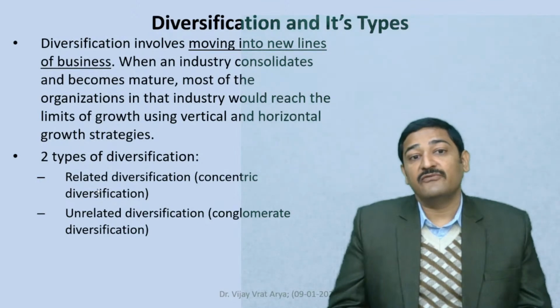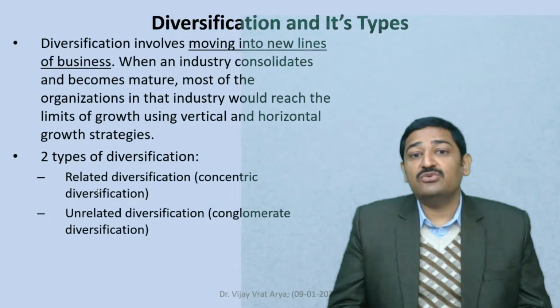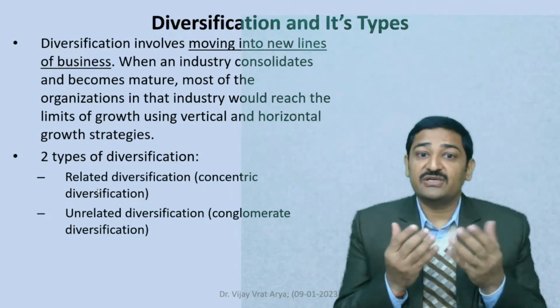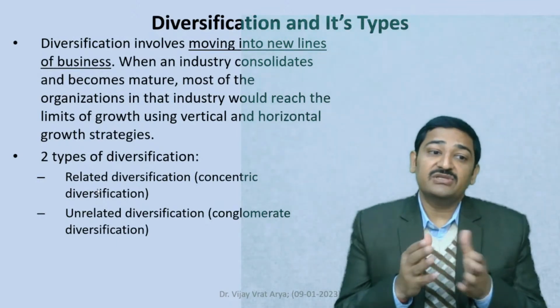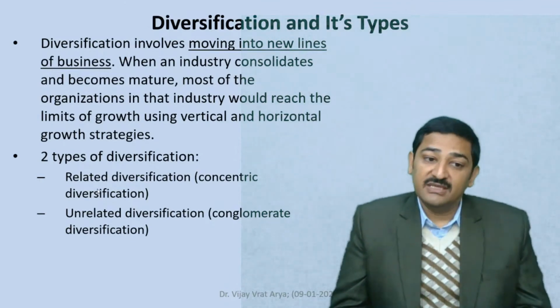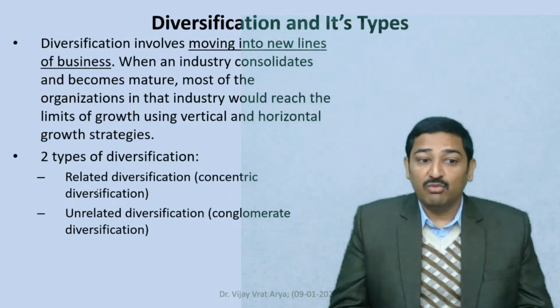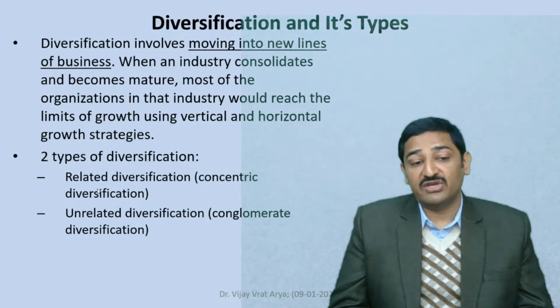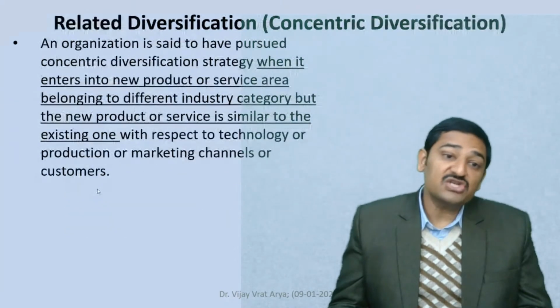Here, we need to understand the concept of diversification from the point of view of corporate strategy. Diversification involves moving into new lines of business. When an industry consolidates and becomes mature, most of the organizations in the industry would reach the limits of growth using vertical or horizontal growth strategies. And there are basically two major types of diversification. One is related diversification, which is also termed concentric diversification. The second type is unrelated diversification, which is also known as conglomerate diversification.